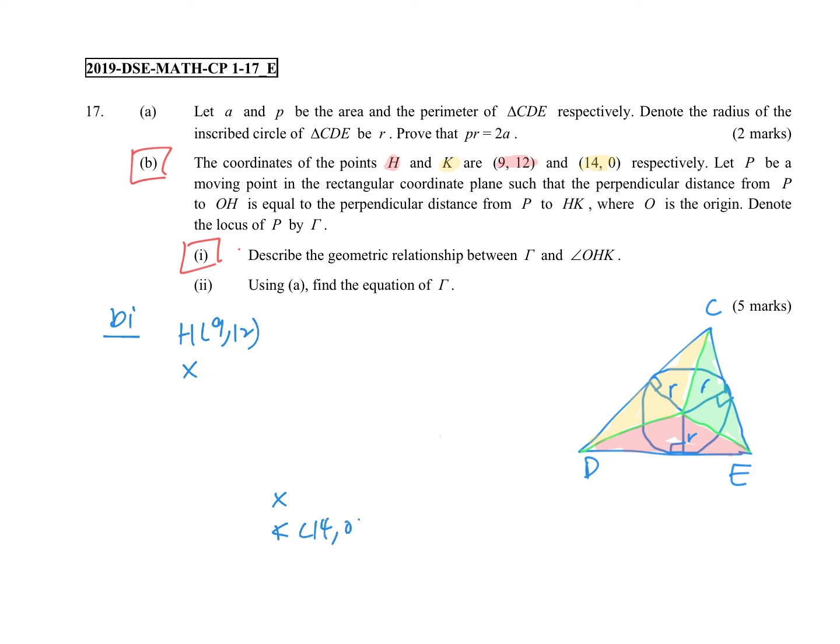14, 0. Good. And then let P be the moving point, the rectangular coordinate, such that the perpendicular distance from P to OH, where O is the origin, O is 0, 0. So P to OH, OH is here. And then P to HK, HK is here. Good. And then where is P? So P will be here.